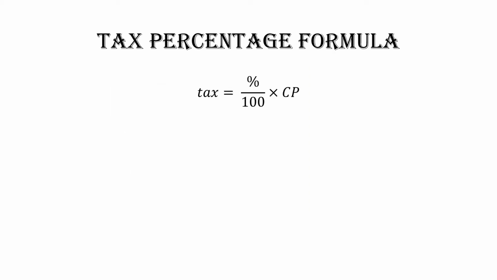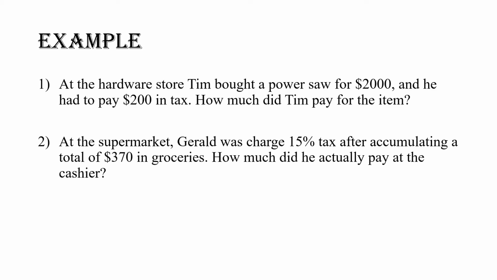Good? So the tax formula again is very similar to the one yesterday from the discount. The only difference here is that our percentage here will be a tax, and as the tax dictates, you add whatever result we get here to the original price of the item or the cost price. Good? So without further delay, let's go straight to the meat of the matter today.